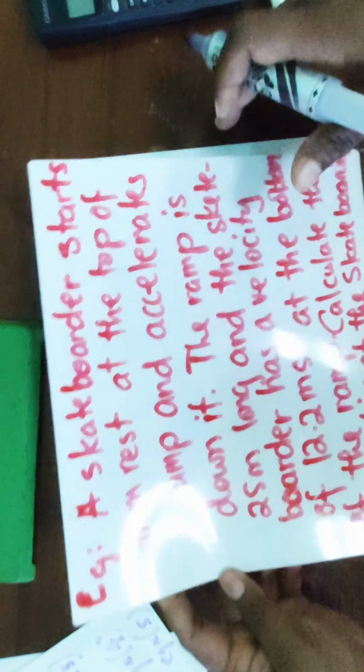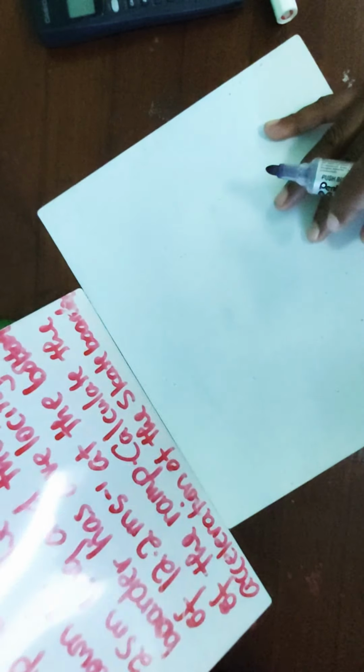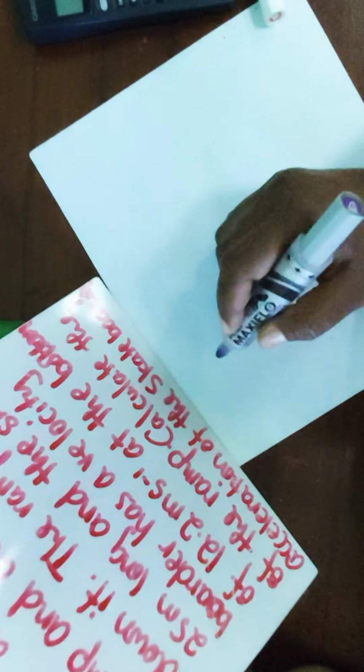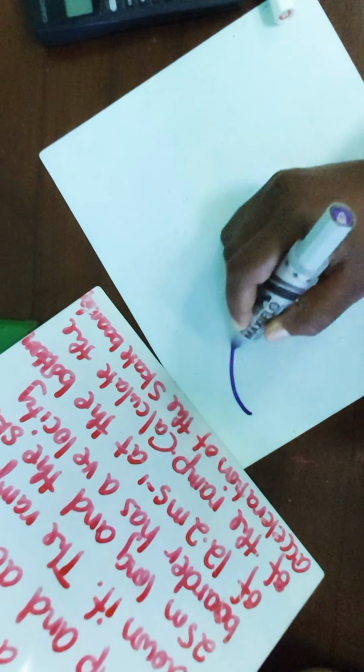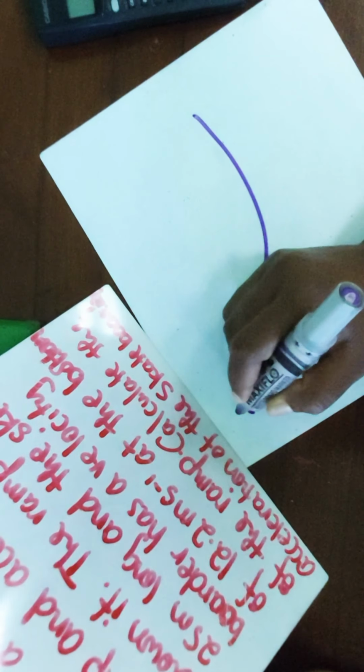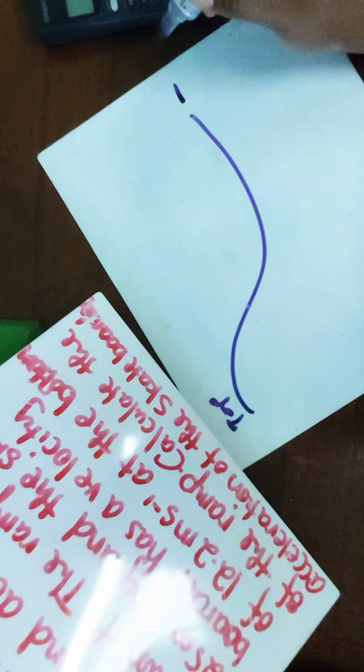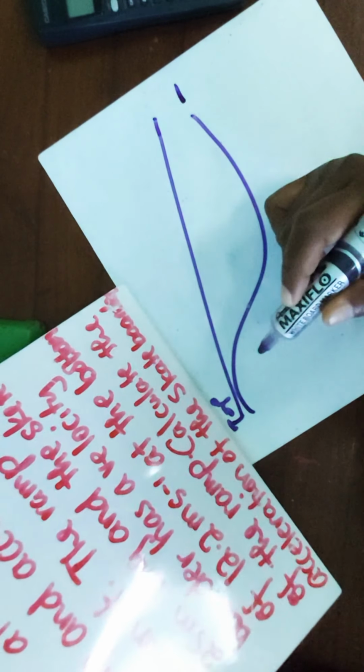So this time we're going to look for the acceleration again, but we have some other information that is given. Let's assume that the skateboarding is something like this. This is the top of the ramp and that's the bottom of the ramp. Now it could be this way or it could be that way. So that's the top and this is the bottom end.